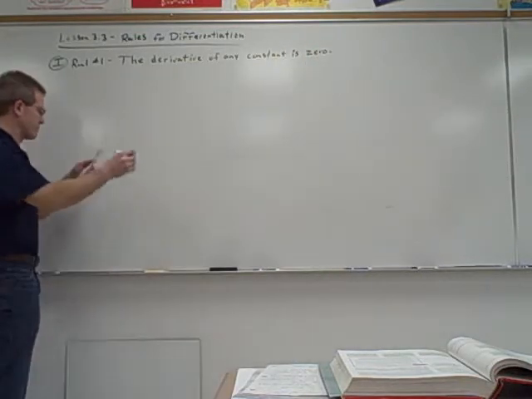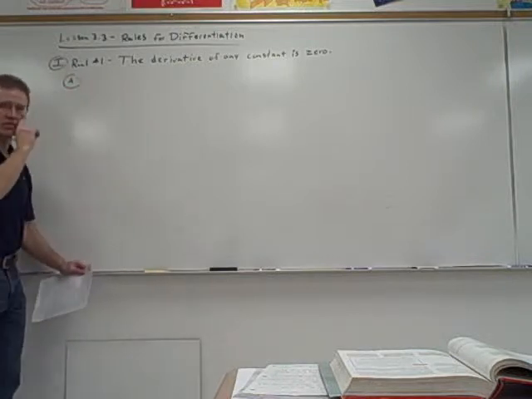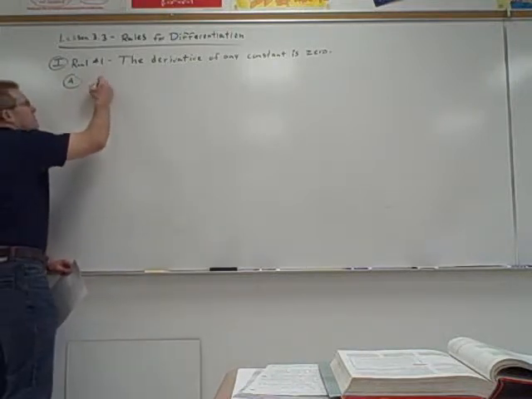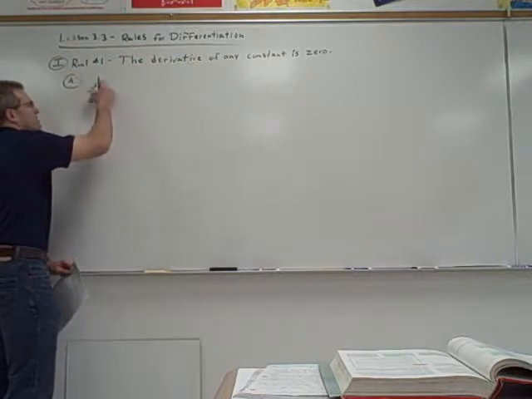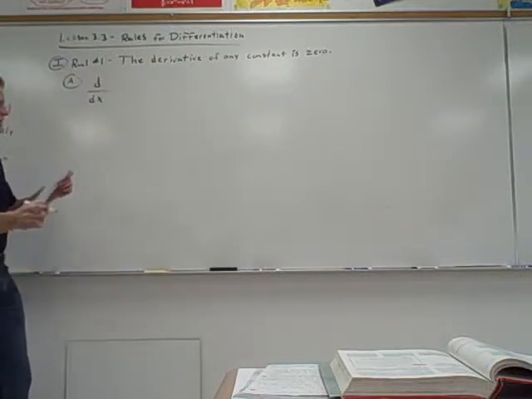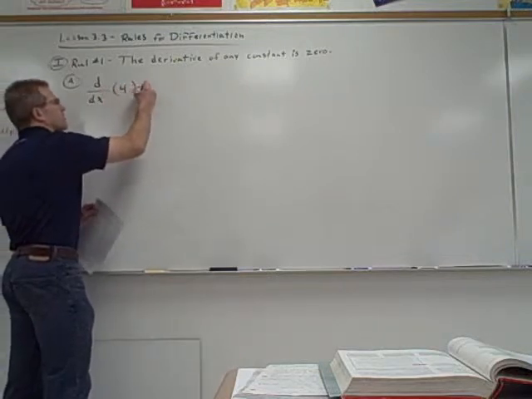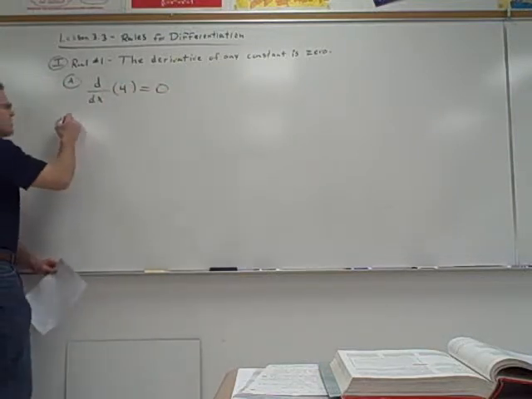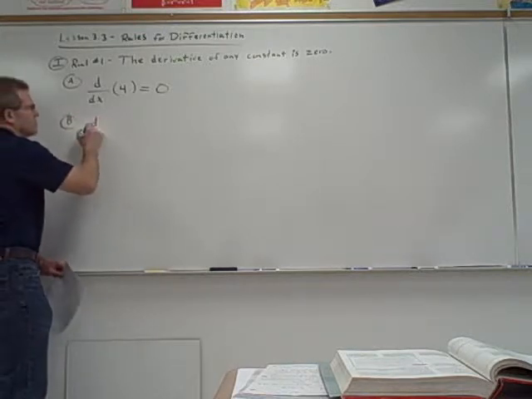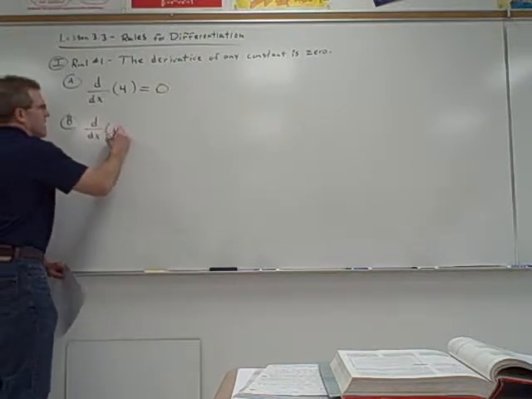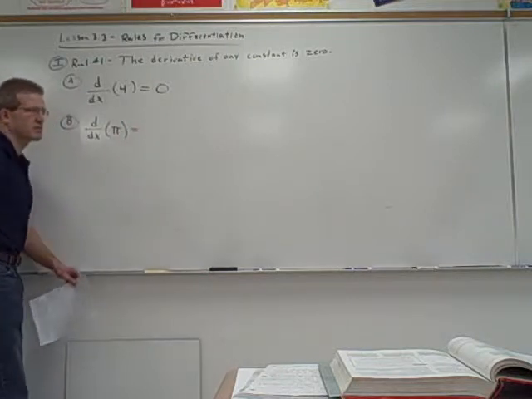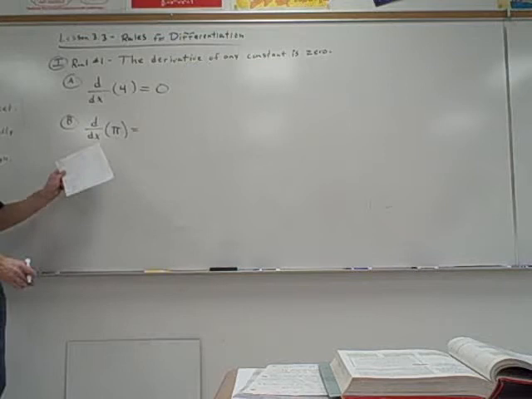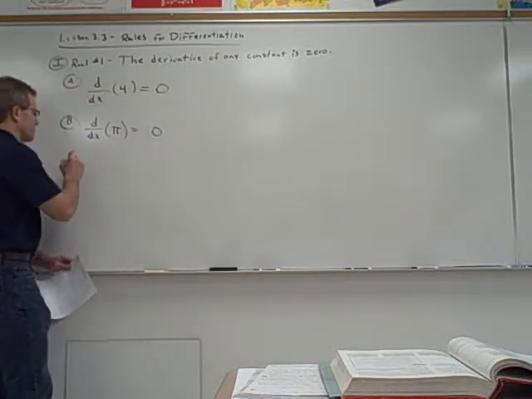For example, I'm going to show you some different notations and some things that may be a little bit different than what you've learned in the past. That symbol, d over dx, means the derivative with respect to x, of 4. That answer would be 0. Same thing if I had the derivative of pi. That throws people sometimes. Pi is a constant. It's 3.14159, whatever. So the derivative of pi is going to be 0.